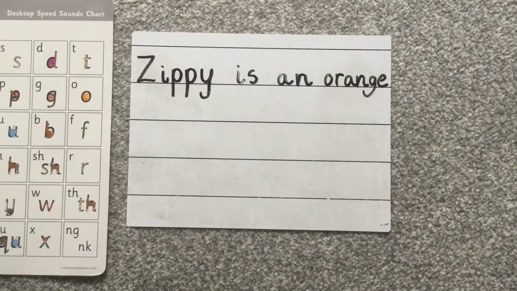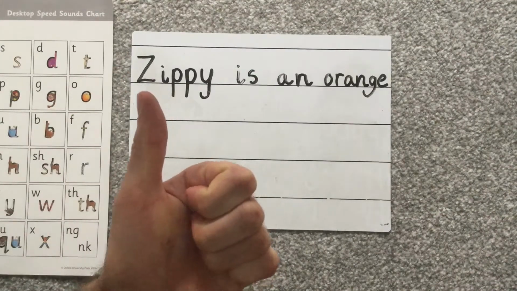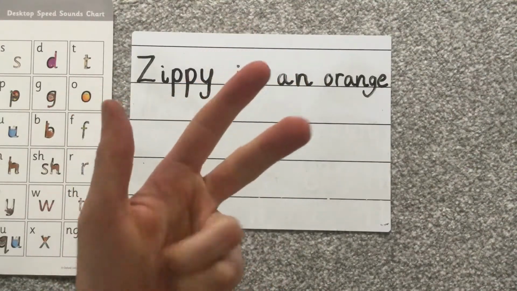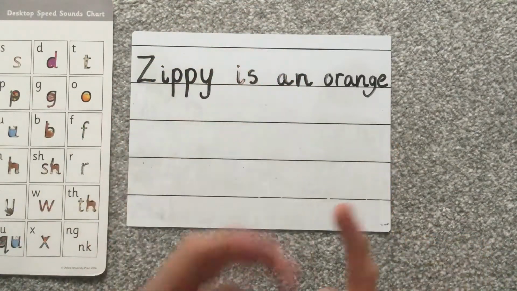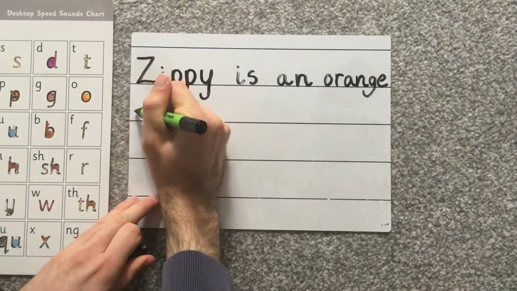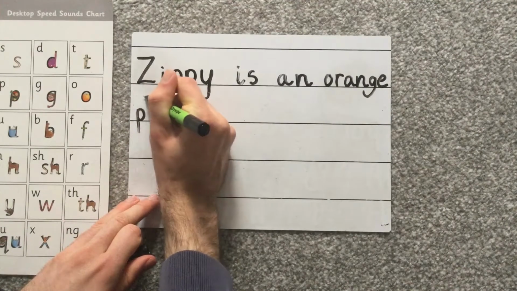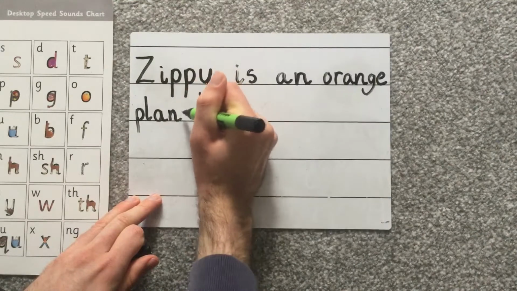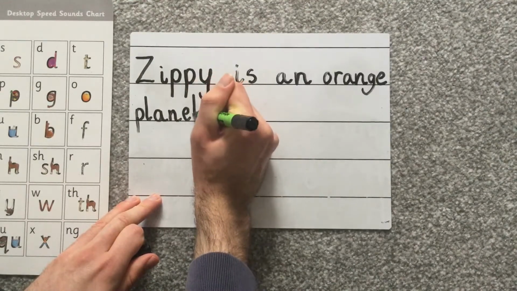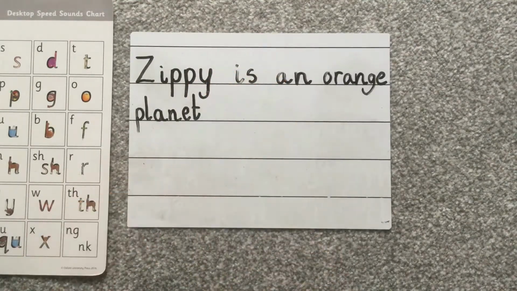Planet. Let's sound this out. P, U, A, N, E, T. Planet.